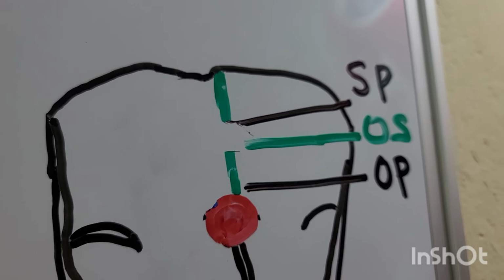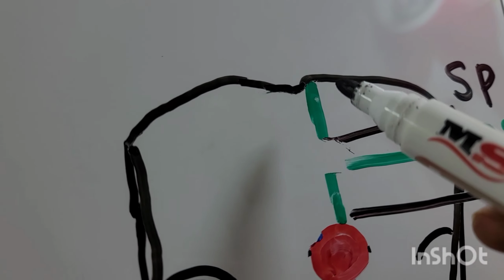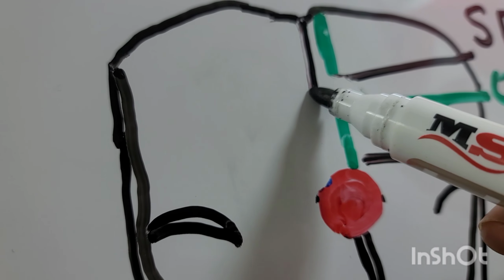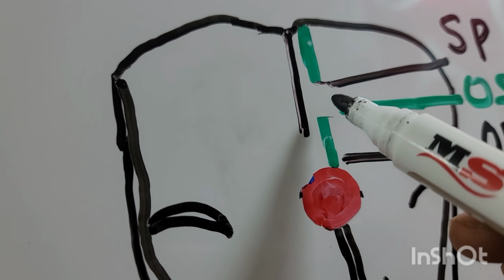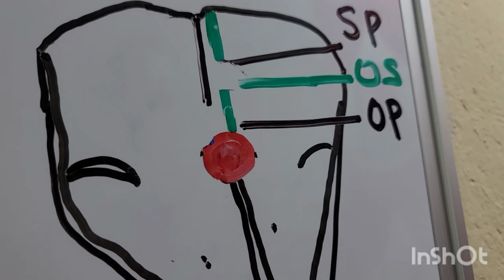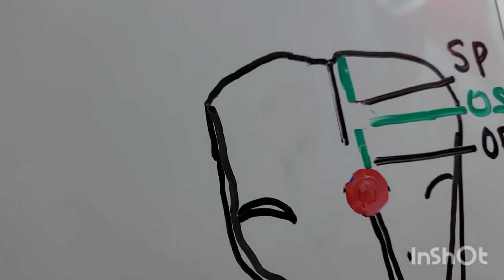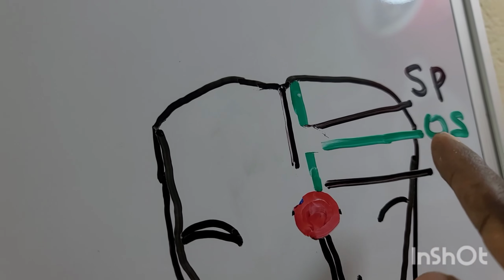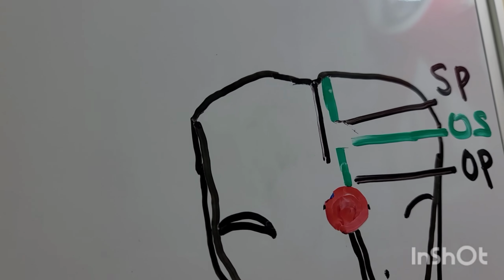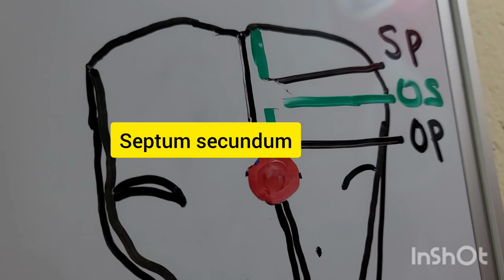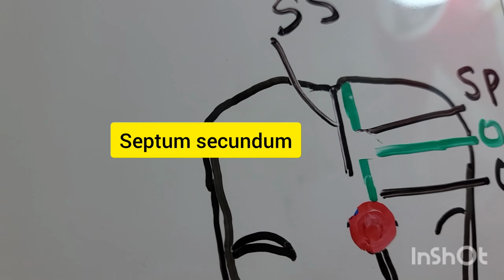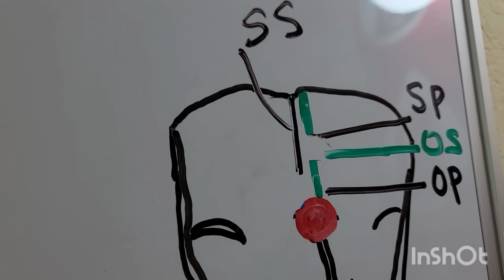Now, another beautiful thing which happens is that you are also going to have another tissue growing starting from up here, and it tries to overlap the opening which we are calling the ostium secundum. This tissue which is growing to slightly overlap the ostium secundum is what we call the septum secundum.